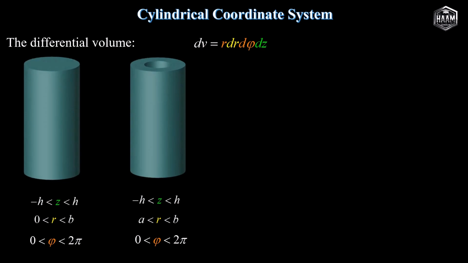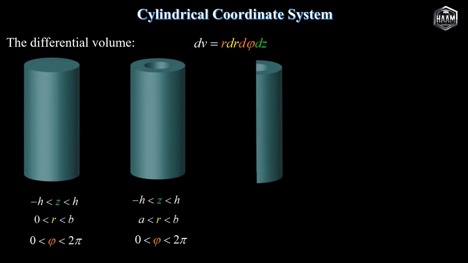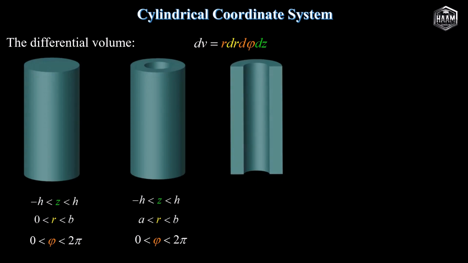Now, suppose we cut this same hollow cylinder in half and keep the right hand half, we arrive at a shape like this. Now, is its differential volume the same? Yes, its dV is still r dr d phi dz, only the bounds of the variables are updated.